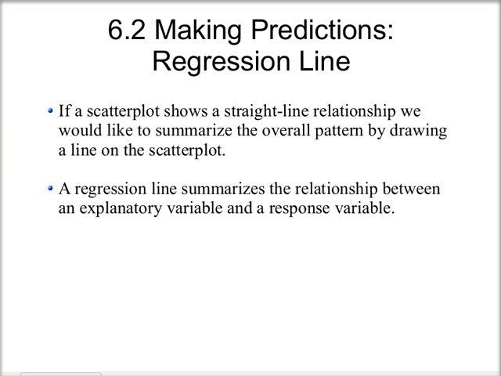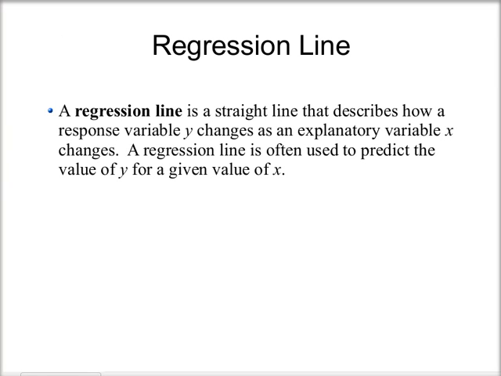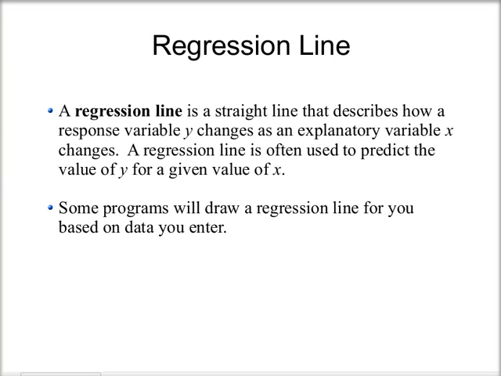A regression line summarizes the relationship between an explanatory variable and a response variable. So a regression line is a straight line that describes how a response variable y changes as an explanatory variable x changes. And a regression line is often used to predict the value of y for a given value of x. Some programs like Microsoft Excel will draw a regression line for you if you've entered a data set.